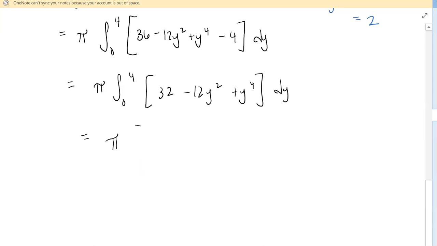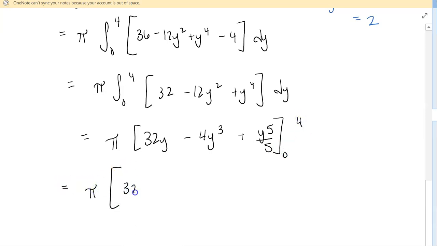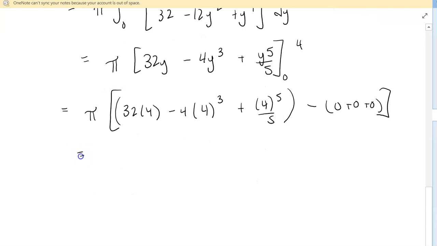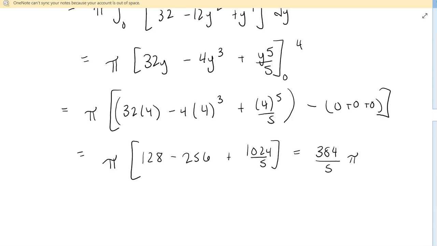So when I integrate that, I'll get 32y minus 12 over 3 is 4y cubed plus y to the 5th over 5. And that's all from 0 to 4. So we'll have 32 times 4 minus 4 times 4 cubed plus 4 to the 5th over 5. And then when you plug in 0 to each of these, you get 0. So simplifying the arithmetic, you end up with 384 over 5 pi.